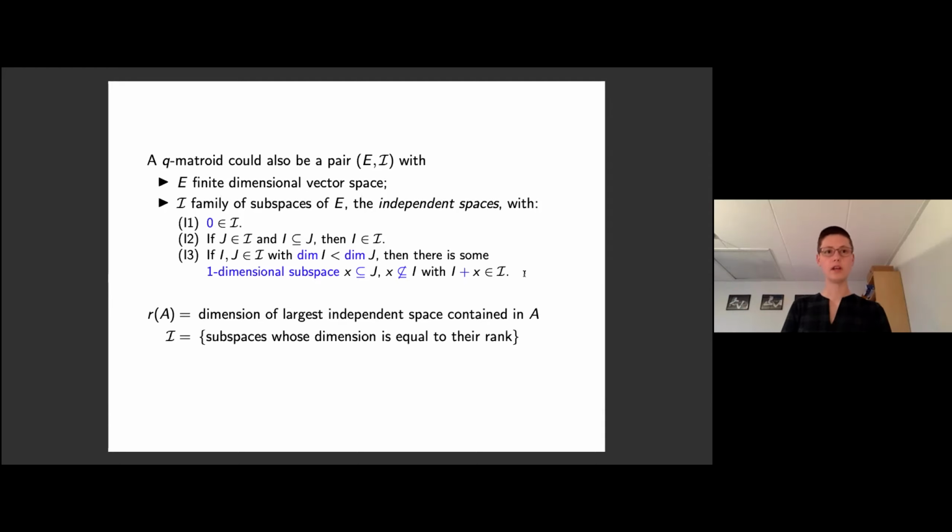Of course, we also had the definition in terms of the rank function, and now we say the rank of A is the dimension of the largest independent space that is contained in A. On the other hand, I can find all the independent spaces by taking all subspaces whose dimension is equal to their rank. Well, the bad news is that the thing you see here on the screen is not equivalent to the definition of a Q-Matroid that I showed you before.